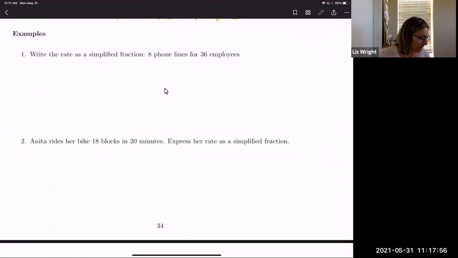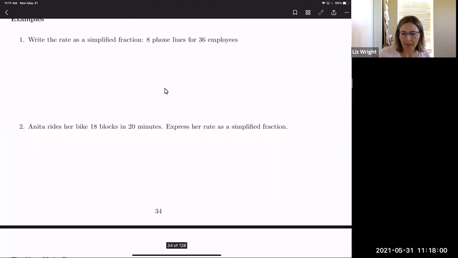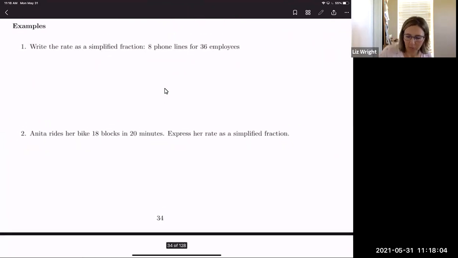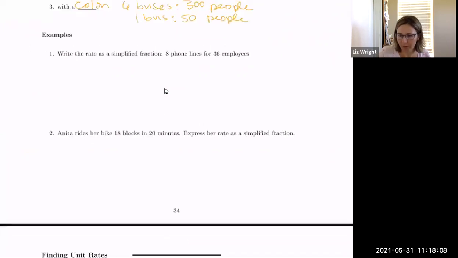All right, so it says write the rate as a simplified fraction. We've got 8 phone lines for 36 employees. And again, it says write the rate, which means again for our rate, why the pen tool just messes with me.